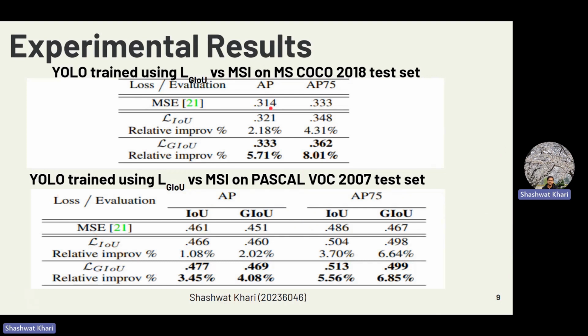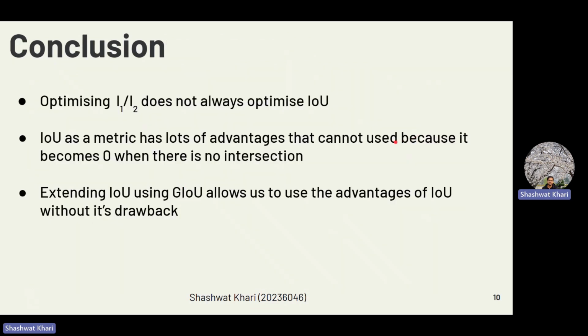So what the authors did is that they trained it using IOU loss, GIOU loss versus MSE, and they saw the results on the COCO dataset and the Pascal VOC dataset, right? And in general, it relatively performs well in the IOU metric and also when you use generalized intersection over union as a metric, which kind of suggests that yes, they are correlated in general, right? As a result, in conclusion, the main takeaway is that optimizing L2 and L1 does not always optimize IOU. IOU as a metric has a lot of advantages, and extending IOU to GIOU allows us to use its advantages without its drawbacks. Thank you.